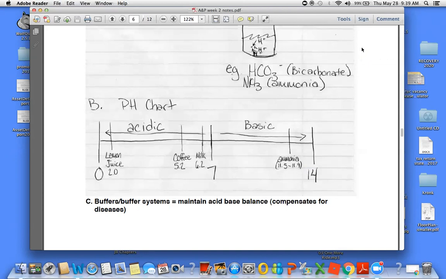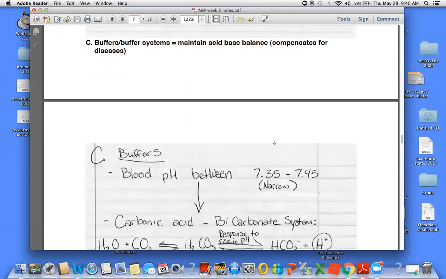Okay. Our next agenda is to look at buffers. Buffers maintain the pH of a solution. They keep the pH about the same. Your blood has a buffering system to keep its pH between 7.35 and 7.45. That's something you should memorize, what normal homeostatic blood pH is. 7.35 to 7.45. You don't want to go beyond those because it will result in death.